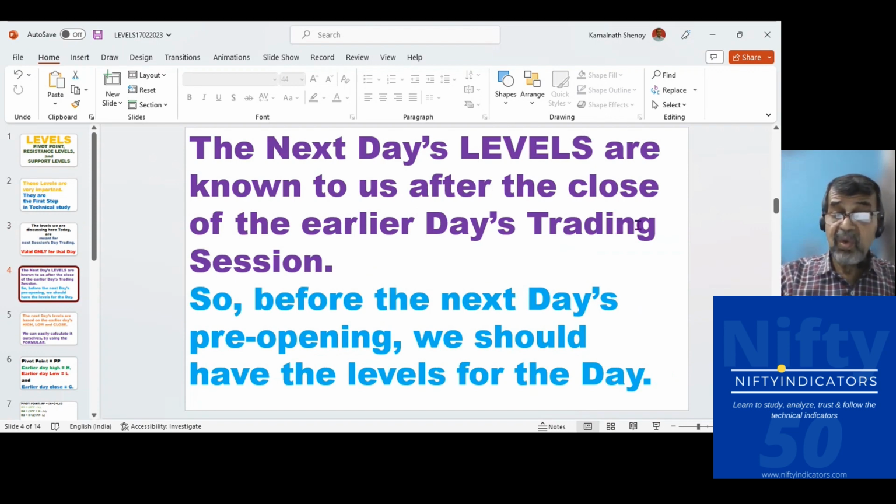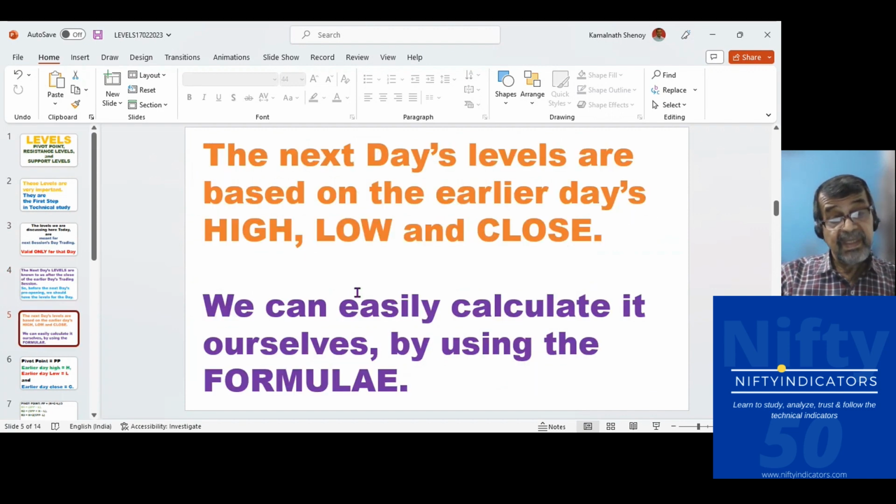Obviously, as we know it by now, we need to have it ready before we start trading, before even the pre-opening. We need to have it ready on our desk. Of course, as I told you earlier, these are based on high, low, and close, and the support levels, pivot point, and the resistance levels can be calculated by ourselves by using the formula. What is the formula? Let's look at it.